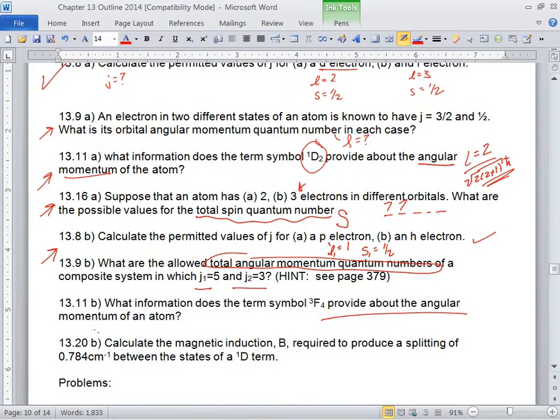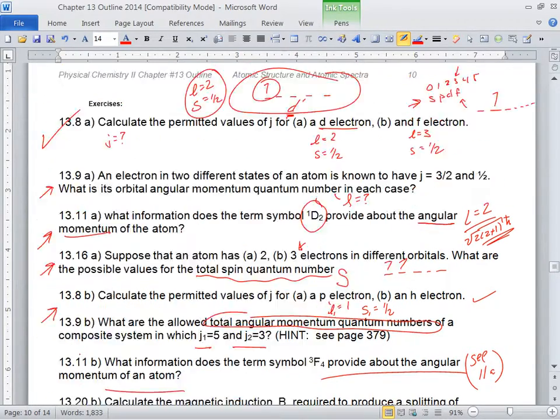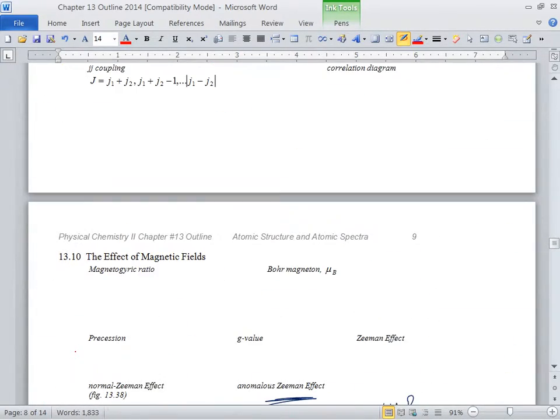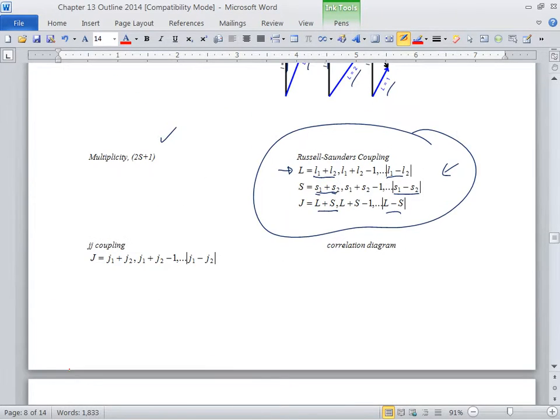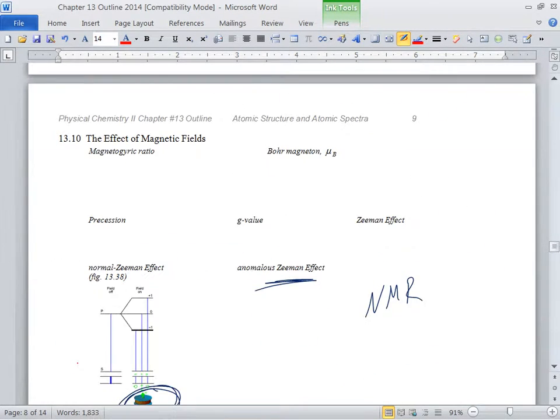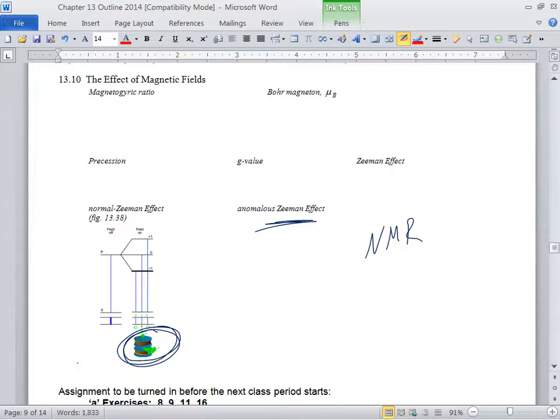Again, this is really similar to 11A. All right, we already answered one of those. Calculate the magnetic induction B in 20. Calculate the magnetic induction B required to produce a splitting. We better go back and look at the notes here. There's an expression to do something here. Oh, I bet I didn't write it down. Was I supposed to have written it down? I was supposed to have written it down.